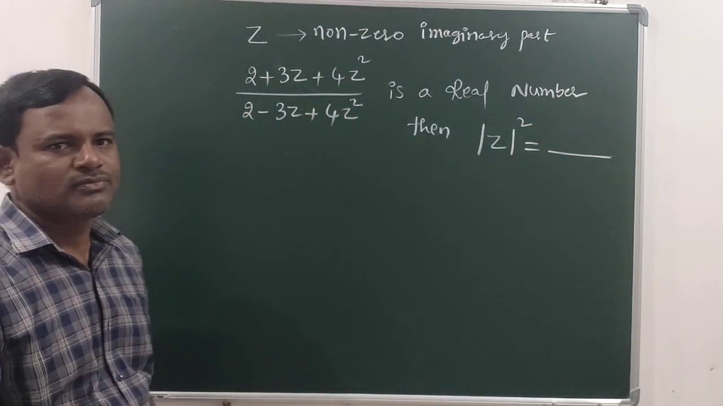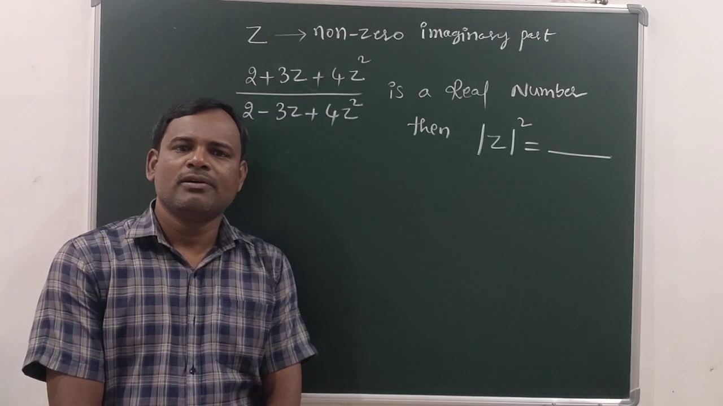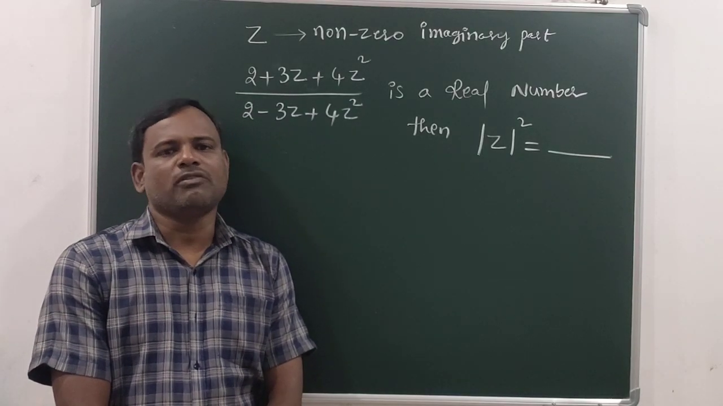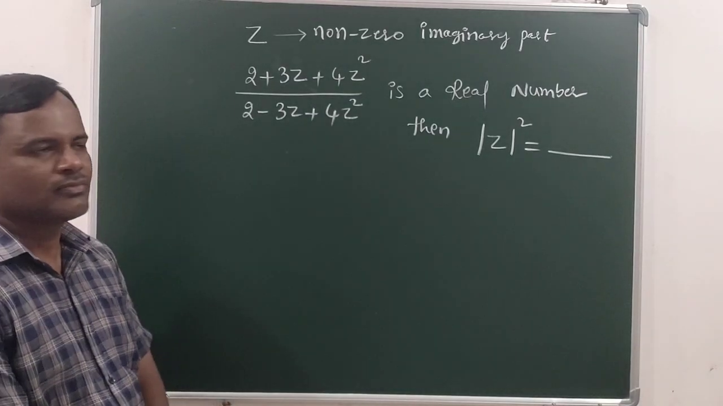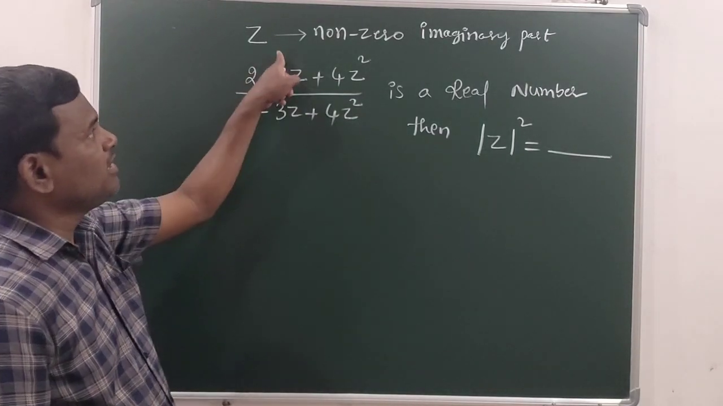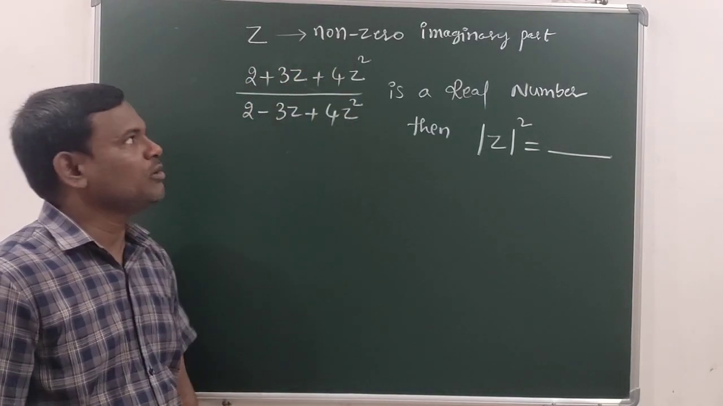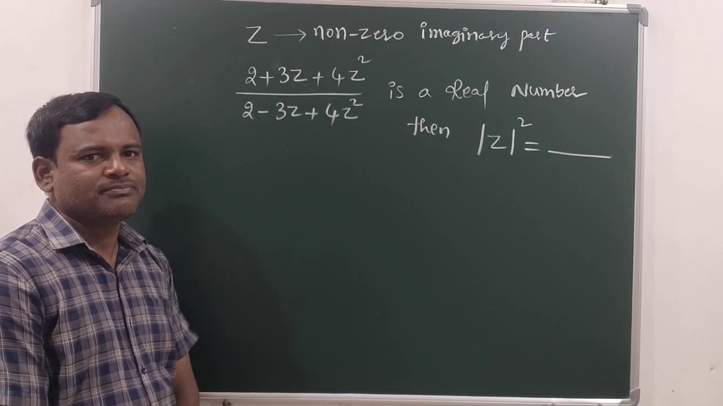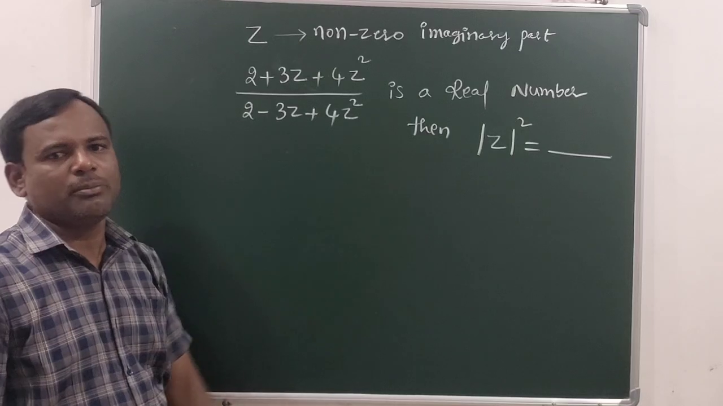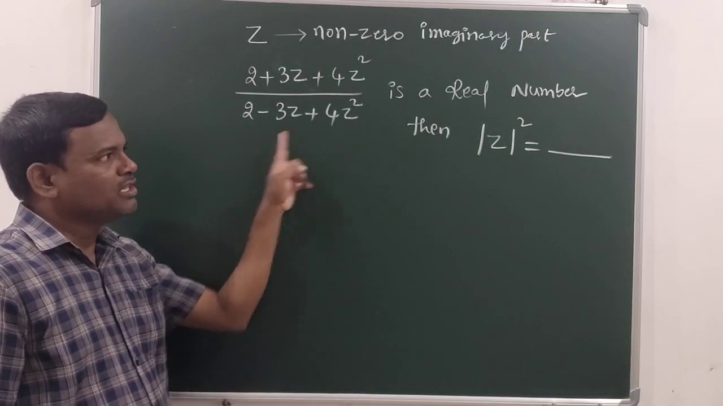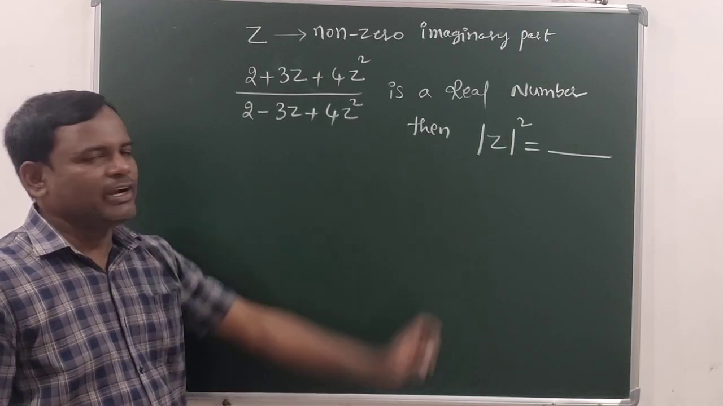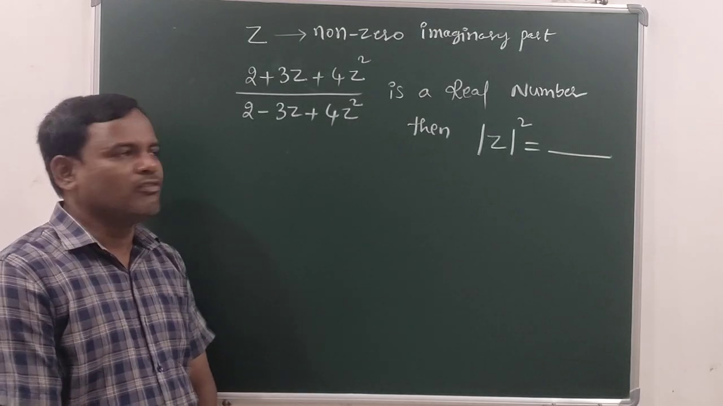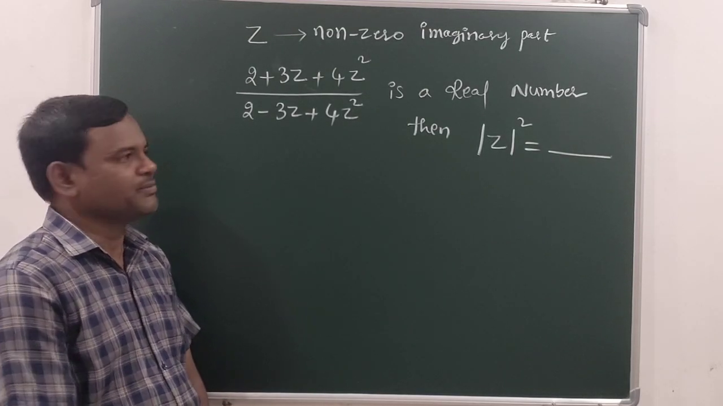So this is the question which was given in the 2022 Advanced Paper 1. What is z? It is a complex number with non-zero imaginary part. And also this is a real number. Then find mod z square. Now observe how I am going to answer this question.